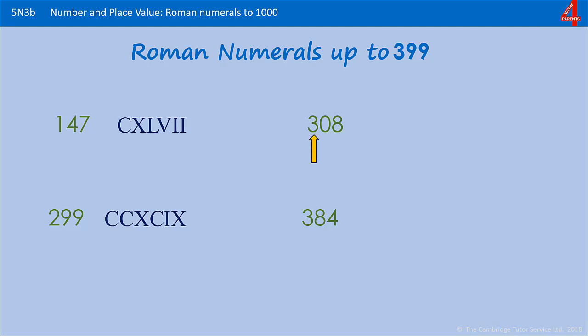308, 3 hundreds. Nothing in the tens, but we have 8 ones, so we add that on the end. And finally 384, 3 hundreds, 80, which is 50, add 30, and 4, which is 1 less than 5.